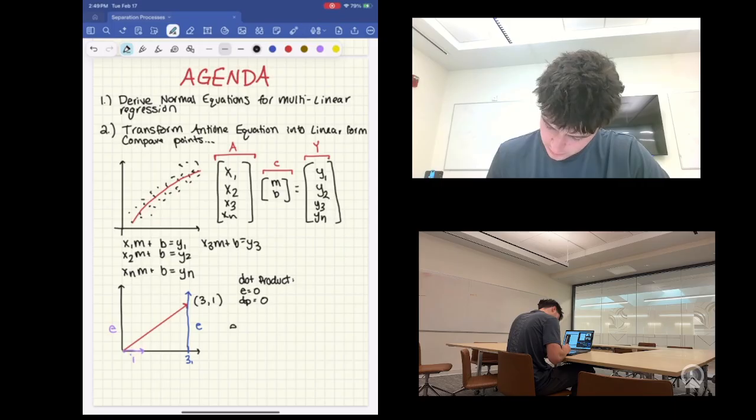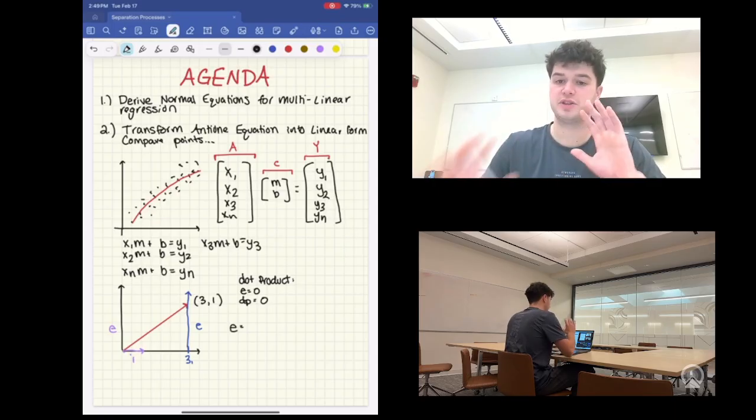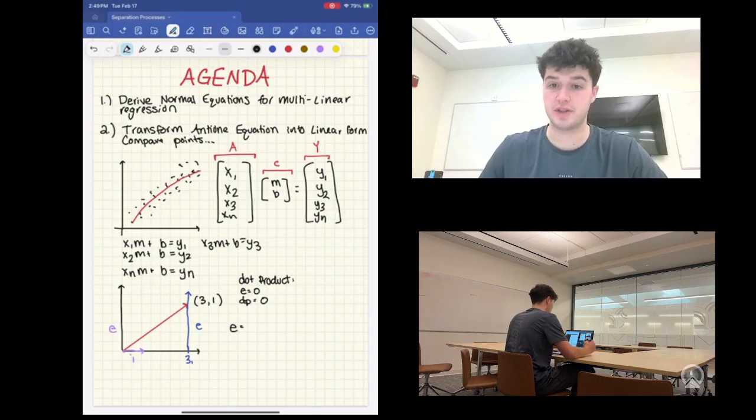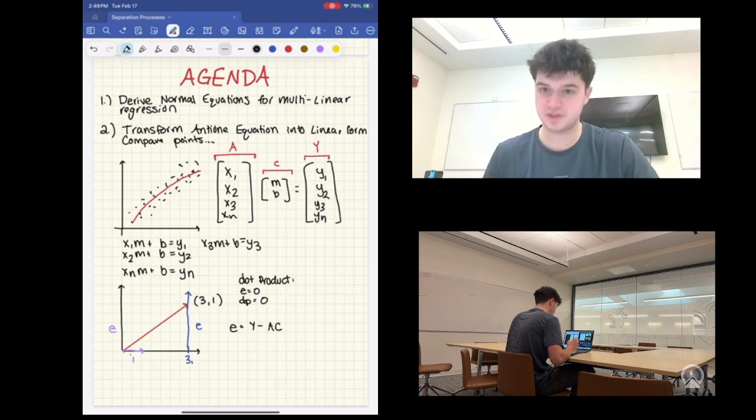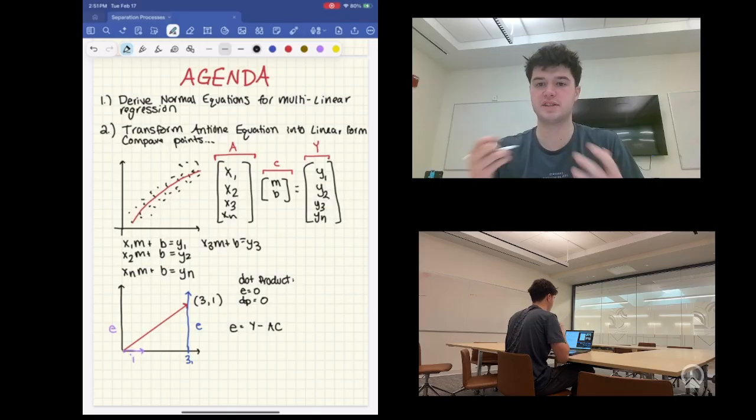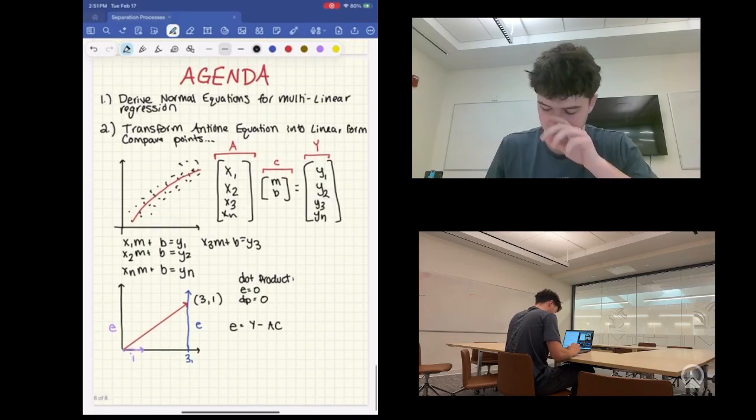Sorry, I misspoke. This is going to be for your error equation, not the dot product. The error is going to be equal to that y value minus the product of A times C. So now the next step will be transposing our matrix.